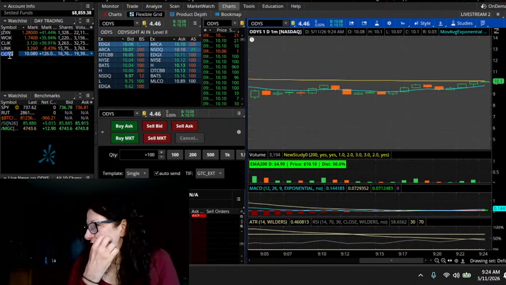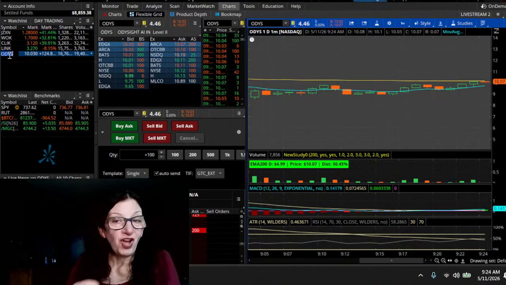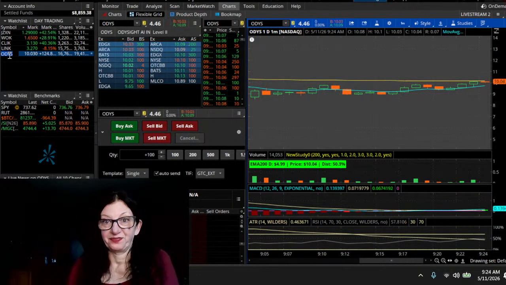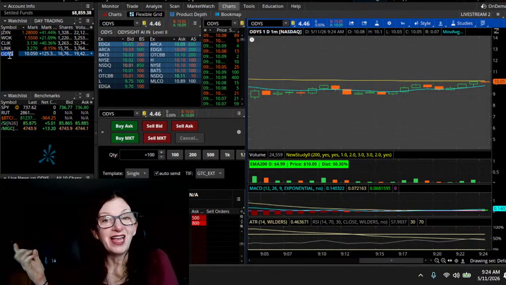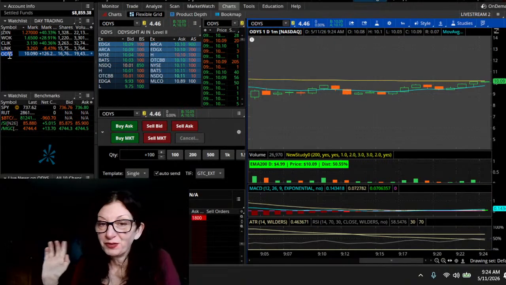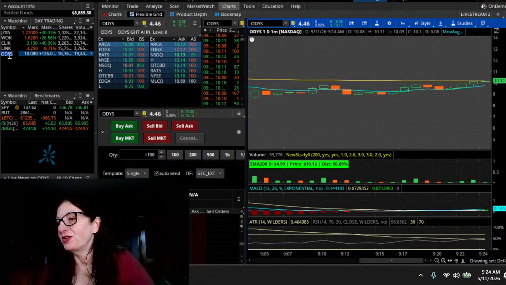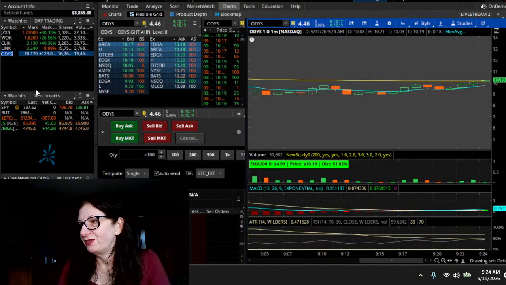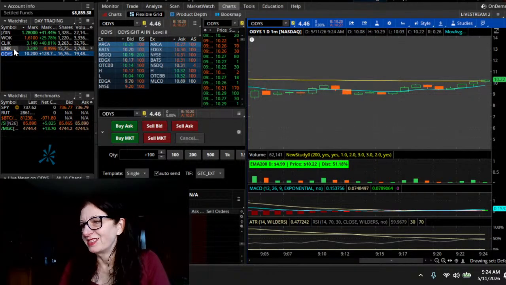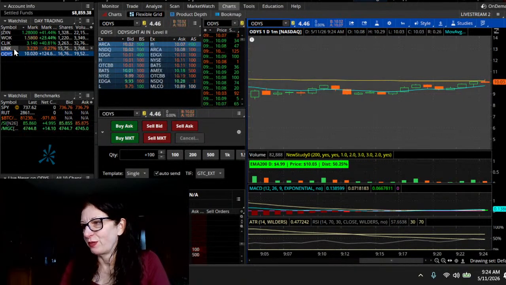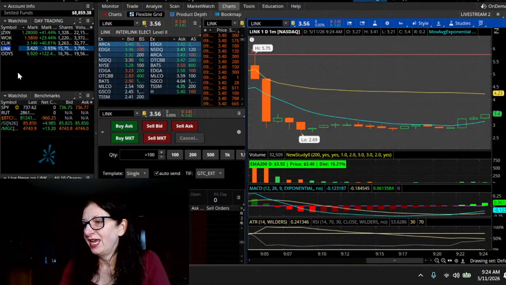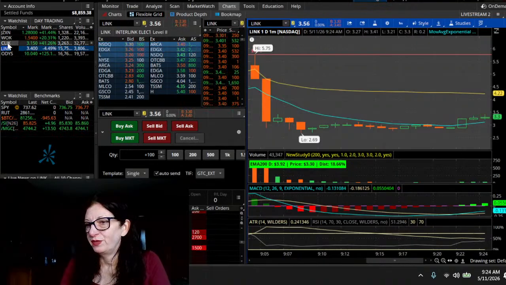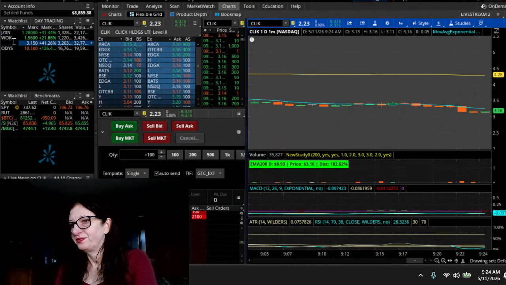And it's hard to find a process and stick to it. But hey, that's what we're doing. If it was easy, everyone would do it. But everyone doesn't do it. We're the cool people. So ODYS, yes, it looks like it might try to break VWAP, but it's over my price range. LINK, below VWAP. CLIK, below VWAP.